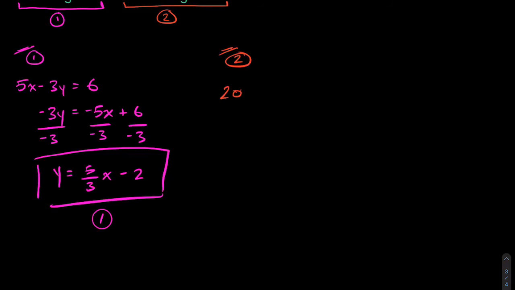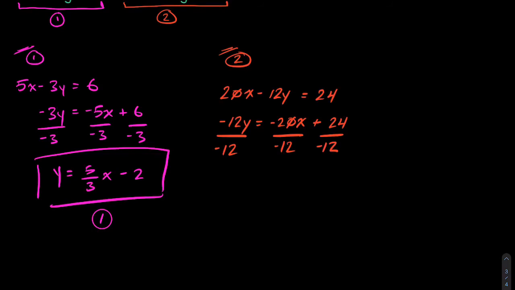We have 20x minus 12y equals 24. And what do we got with this one? Well, let's move that 20x to the other side. So negative 12y equals negative 20x plus 24. Let's divide by negative 12. And what do we get? Well, we get y equals 20 divided by 12. You can divide by 4 on each of those. So that was going to give us 5 over 3x, positive 5 over 3 because there's 2 negatives there. And then 24 divided by negative 12, that's minus 2.